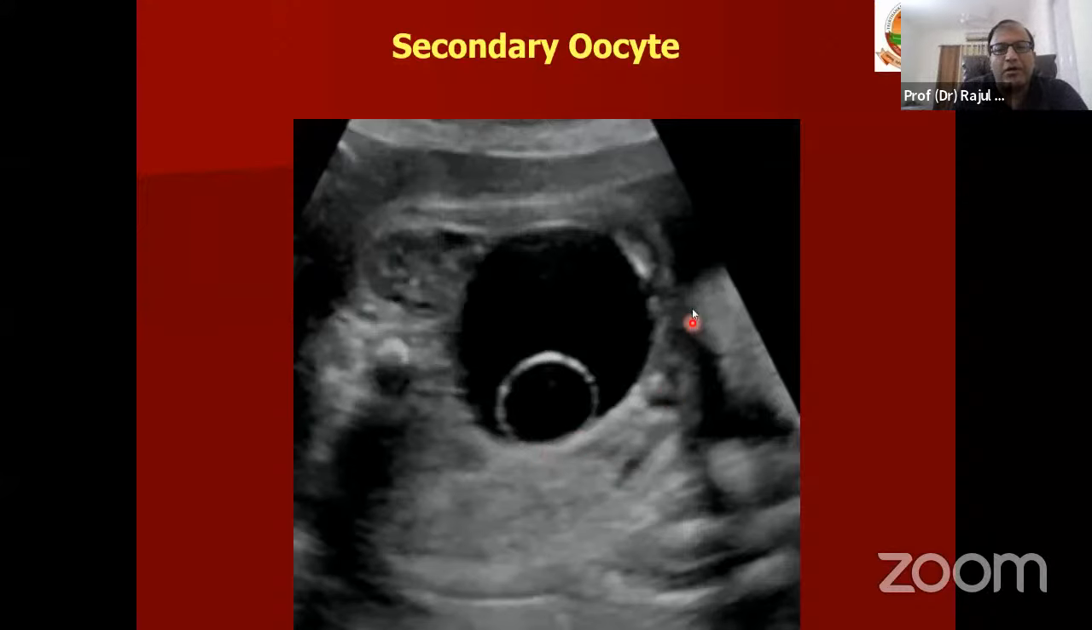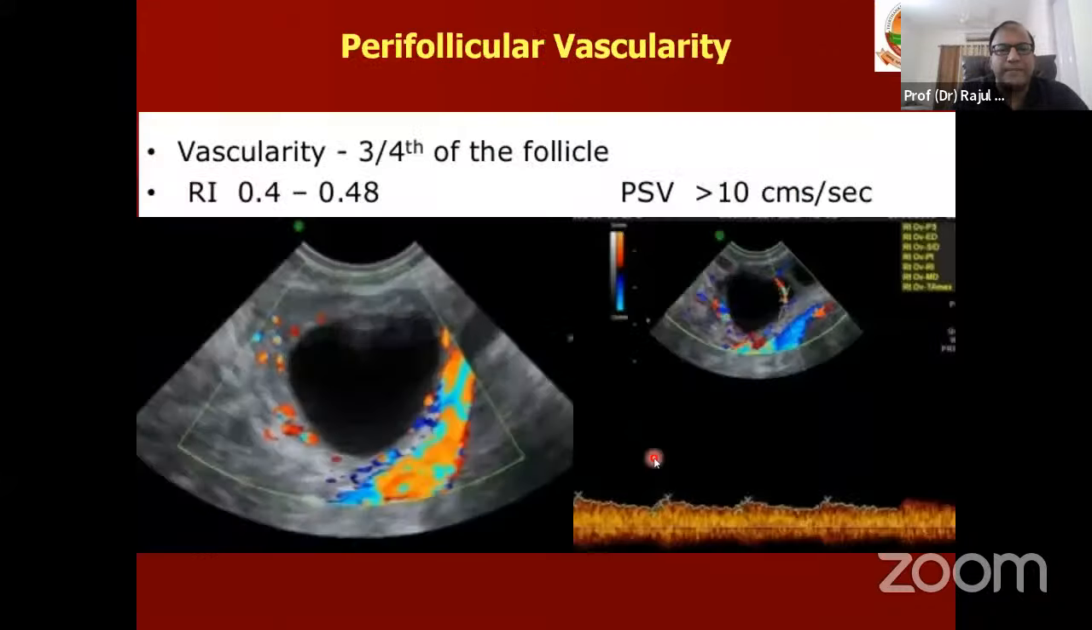A cyst that is targeted for oocyte retrieval should be round. It should not be too large. If it is too large, the secondary oocyte usually degenerates because of the high pressure within the follicular cyst. So just the size is not the criterion. One should be able to find the presence of the secondary oocyte within the follicular cyst.